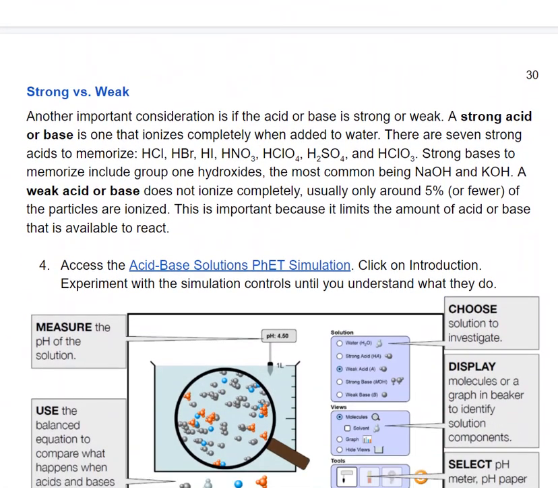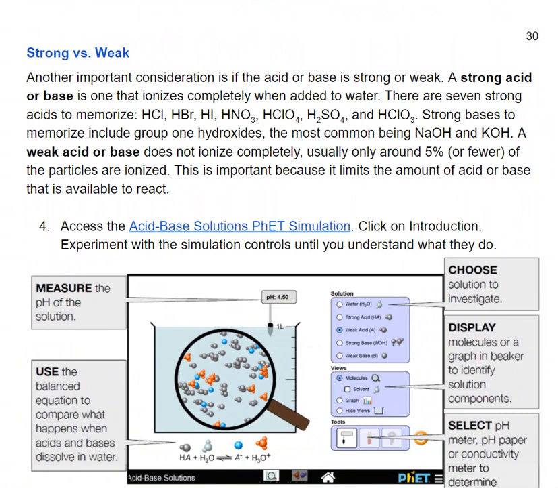Another important consideration is if the acid or base is strong or weak. A strong acid or base is one that ionizes completely when added to water. So if I put 10 molecules of a strong acid, I'll get 10 H+ ions formed from it. The strong acids are hydrochloric, hydrobromic, hydroiodic, nitric acid, perchloric acid, chloric acid, and sulfuric acid.